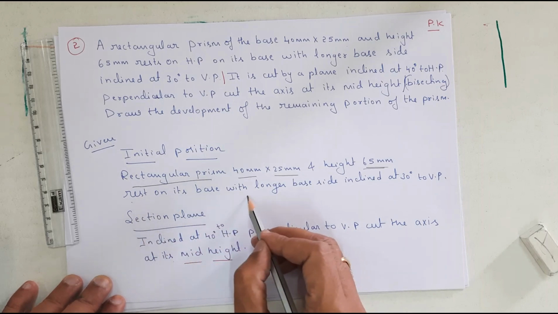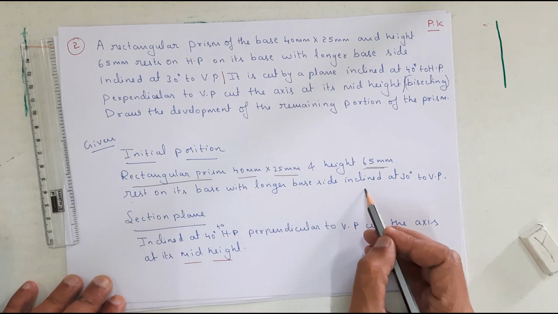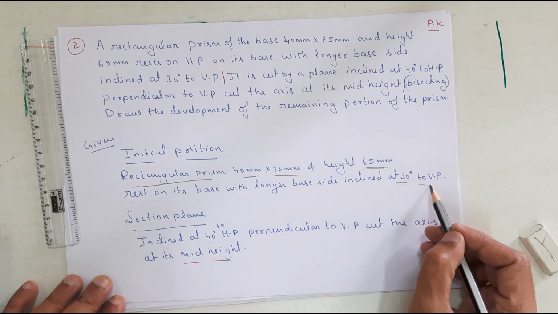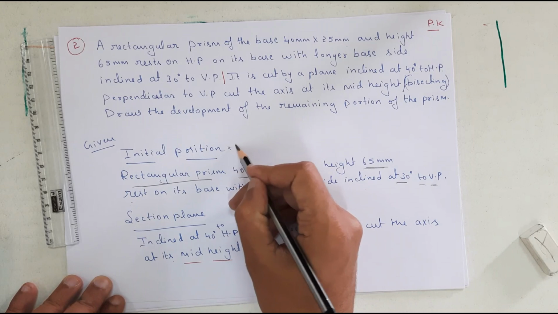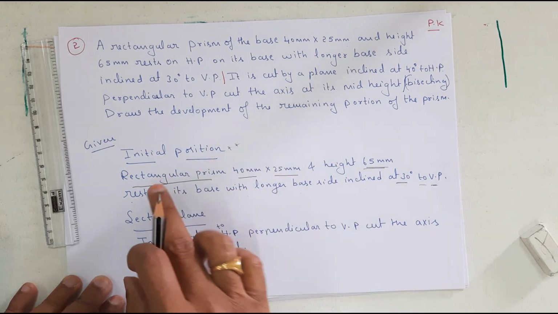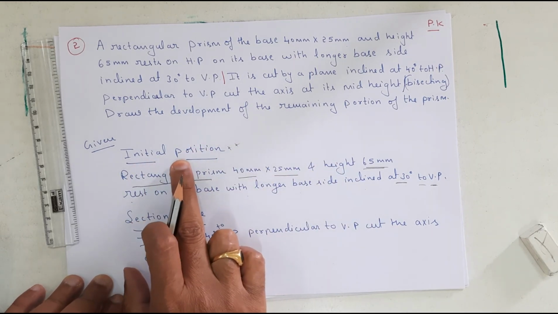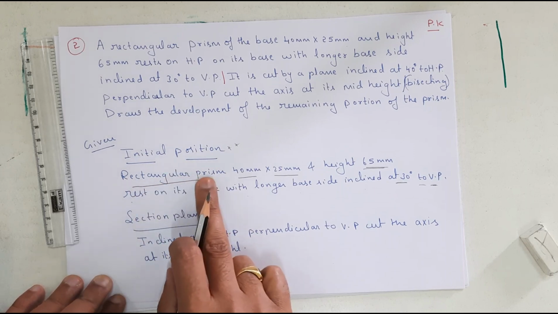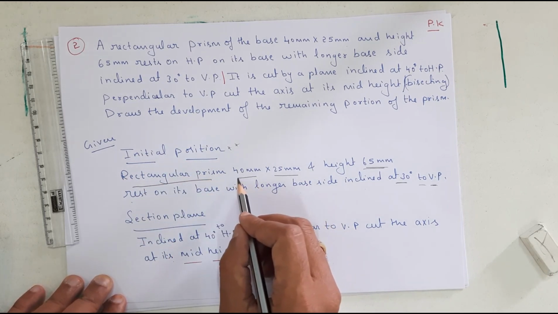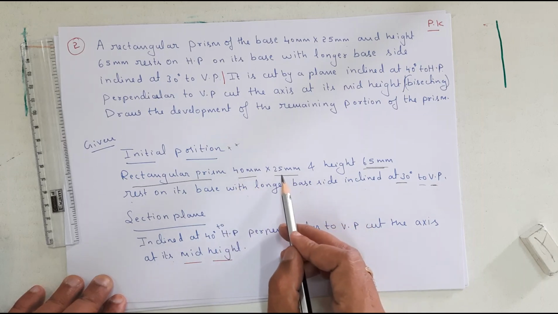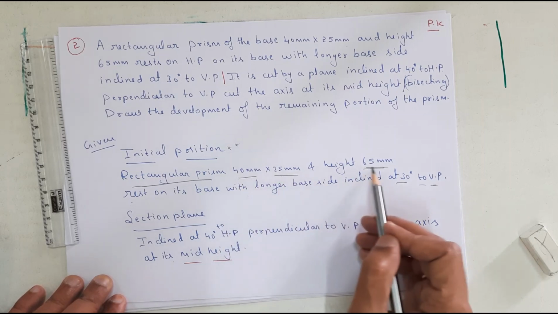Rest on its base with longer side inclined at an angle of 30 degree to VP. See, this is very important, my friends. First we have to pay attention to the initial position. It is a rectangular prism, right? So what is the longest side? It is 40, and the shortest one is 25.